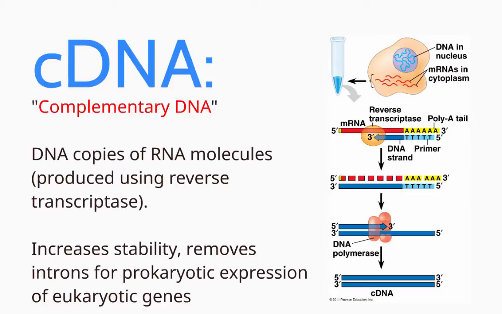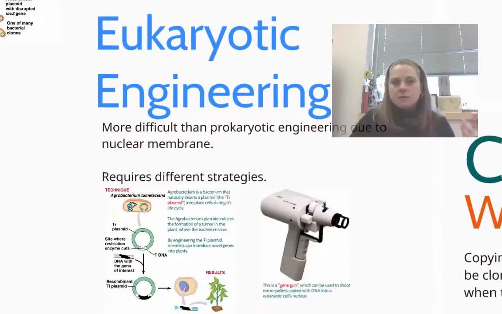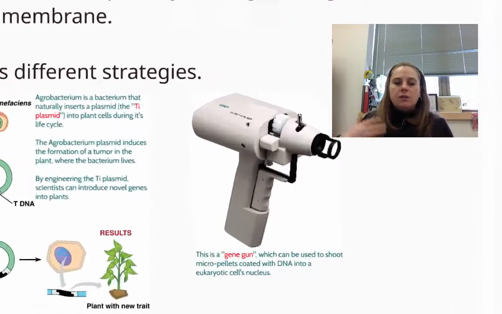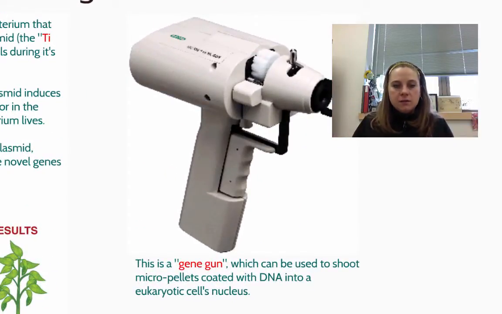Because remember, in bacteria there's no processing. I transcribe my messenger RNA, that goes right to the ribosome, and I make a protein product. So if I do that, I can get rid of all of the stuff that normally gets processed and cut out. Now for eukaryotic engineering, it's a little bit more difficult because you've got the nucleus. There are a lot more different strategies involved in this, and we just like being complex.